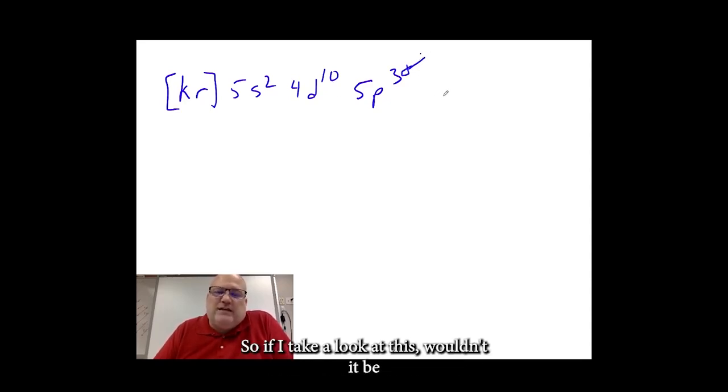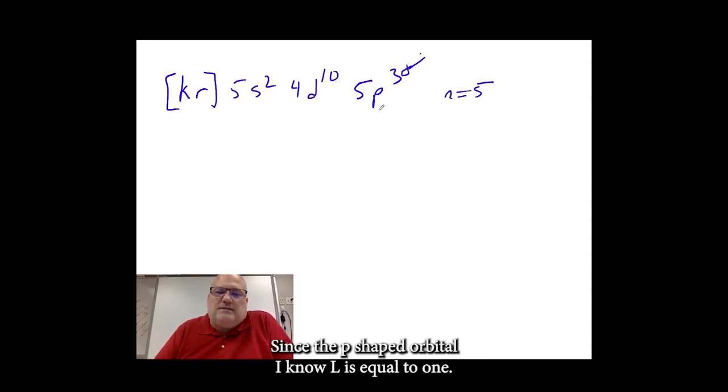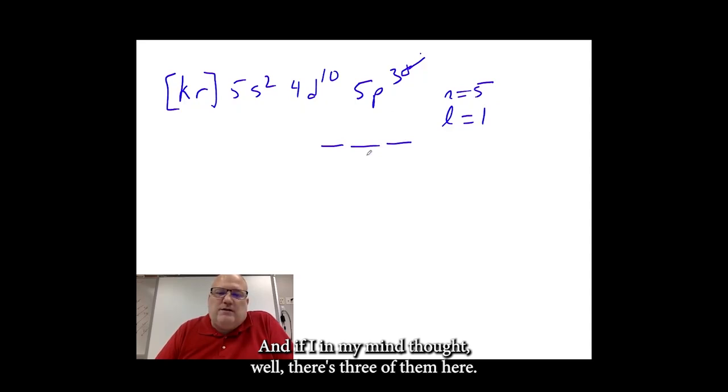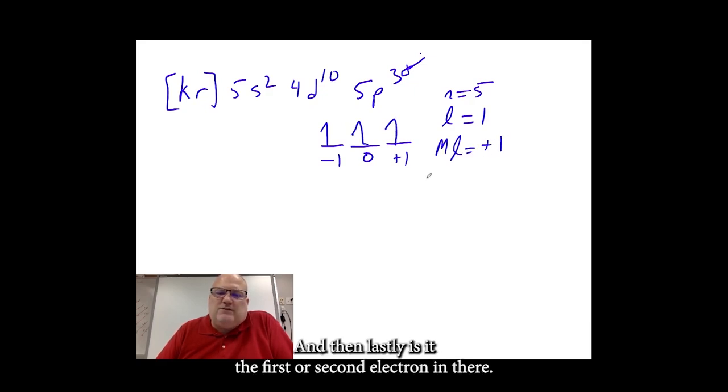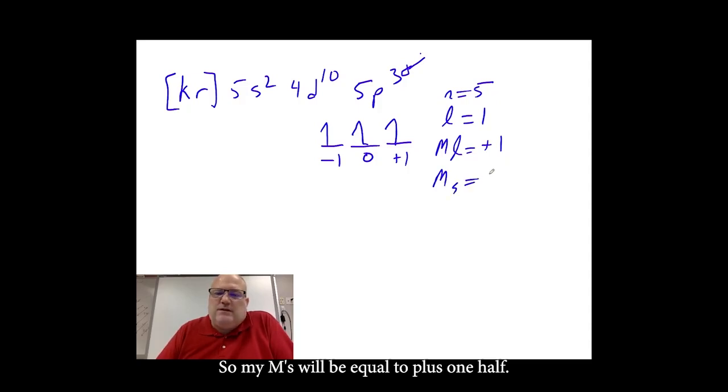So if I take a look at this, wouldn't it be n equals 5? Since it's a p-shaped orbital, I go l is equal to 1. And if I, in my mind, thought, well, there's 3 of them here, the middle orbital is 0, this is a -1, this is a +1, wouldn't, if I was filling them in, 1, 2, 3, wouldn't it be in the +1? So I go ml is equal to +1. And then lastly, is it the first or second electron in there? Well, it's the first electron in there, so my ms would be equal to +1/2.